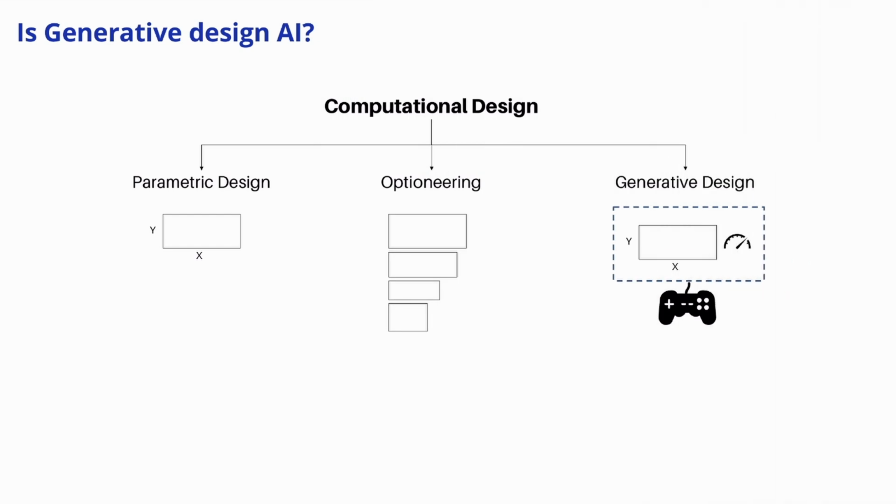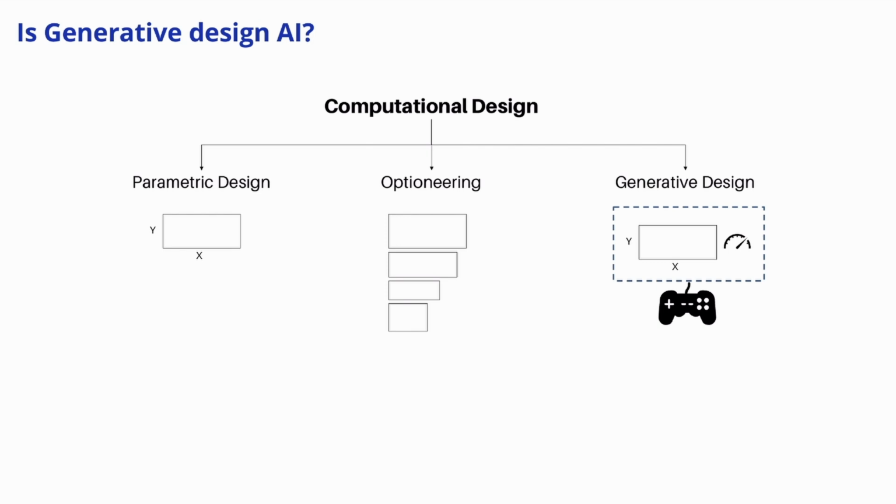When I go to conferences, people often ask me, is generative design AI? Or is AI the same as generative design? To answer this question, I'd like to introduce three computational design terminologies: parametric design, optioneering, and generative design.